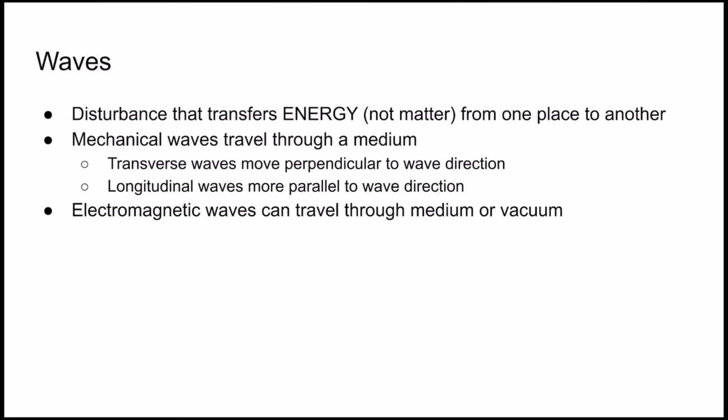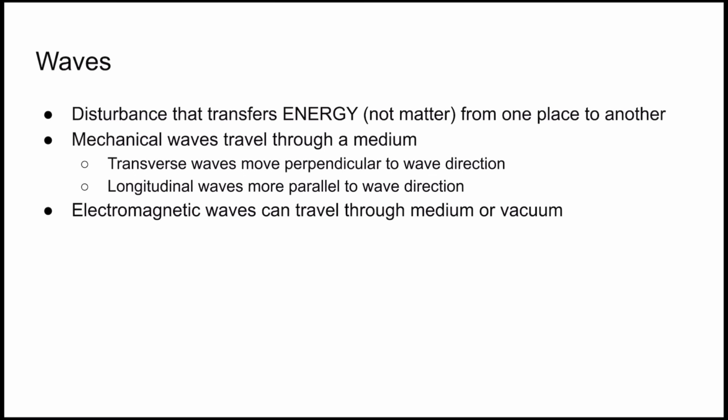Now moving on to waves. So waves are disturbances that transfer energy from one place to another, but remember that they do not transfer matter. There are two types of waves, mechanical and electromagnetic. Mechanical waves travel through a medium, and there are two types, transverse and longitudinal. Transverse waves move perpendicular to wave direction, while longitudinal waves move parallel. For some reason, they always mention that sound waves are longitudinal, so try to remember that.